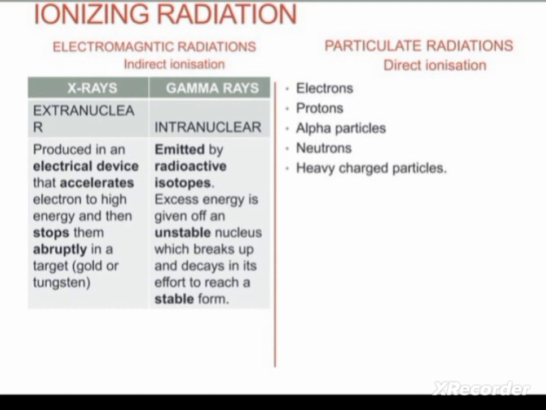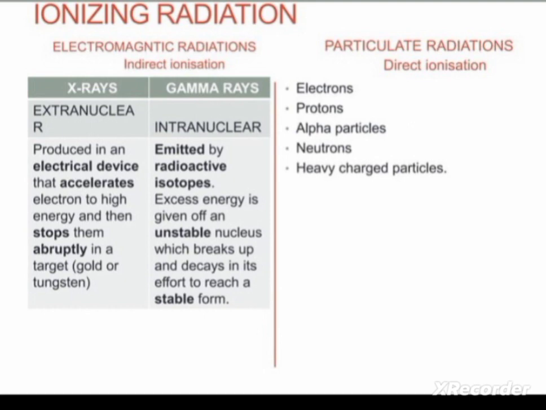So the ionizing radiation is of two types: electromagnetic radiations and particulate radiations. Electromagnetic radiations are mainly indirect ionization. The particulate radiation is direct ionization. Indirect ionization includes two rays, that is X-rays and gamma rays. X-rays are extranuclear, and gamma rays are intranuclear.